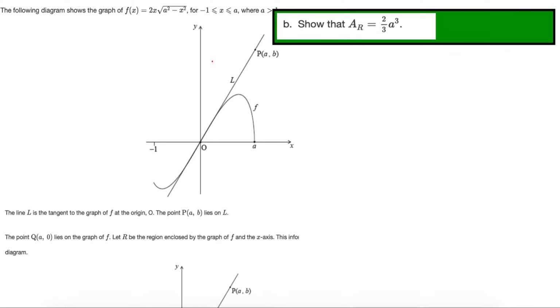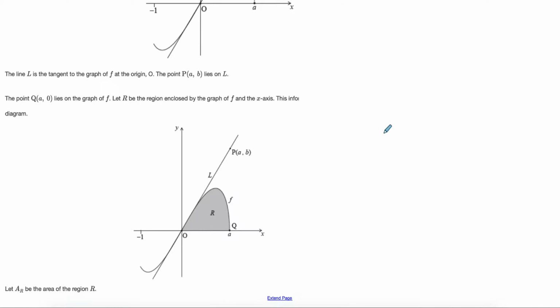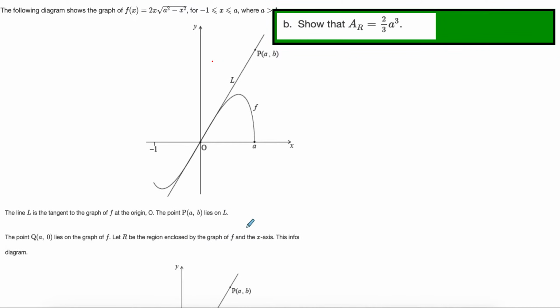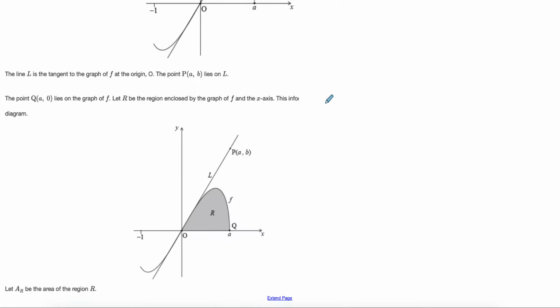Now it gets into a bit of integration. So show that the area is 2 over 3 a cubed. So I need a bit of space here. So we need to show that this area is 2 over 3 a cubed. It seems quite far to get from this function to here, but it's not too bad. It's just knowing the techniques.